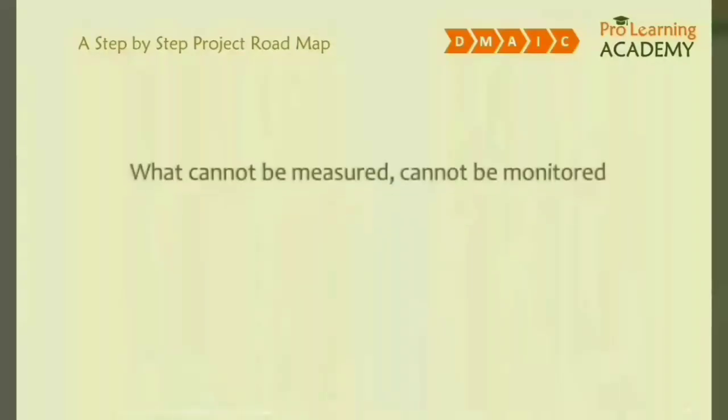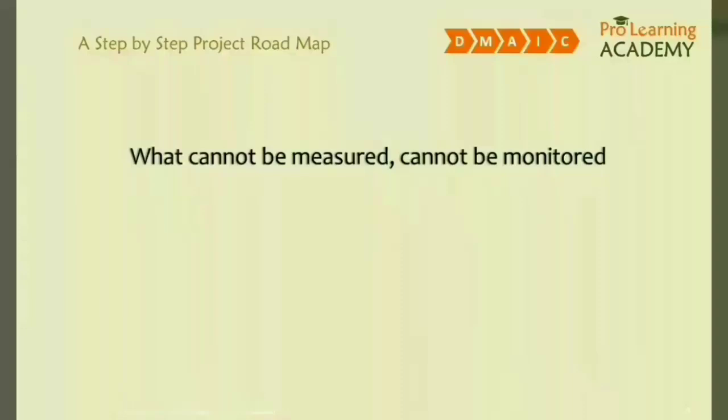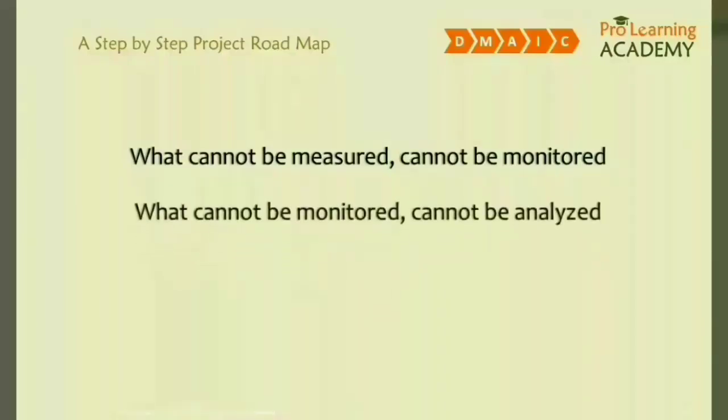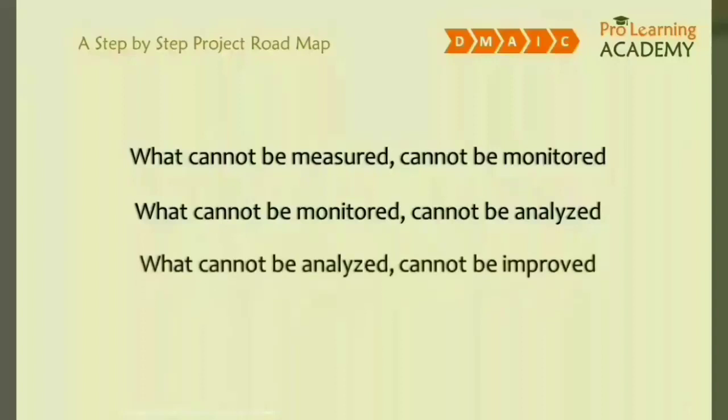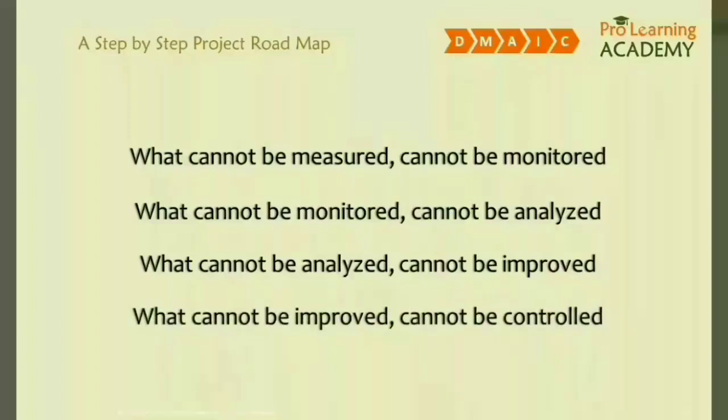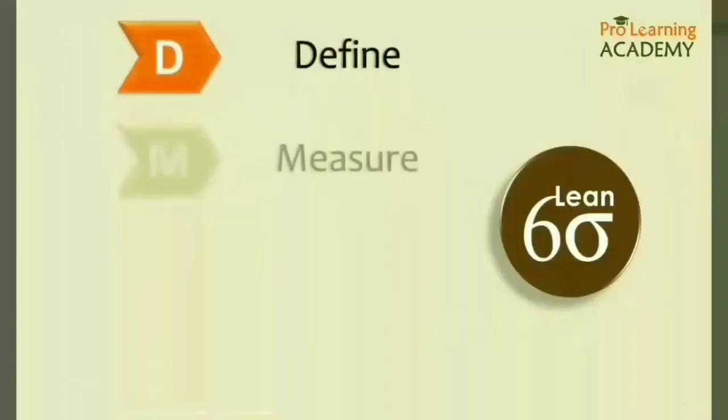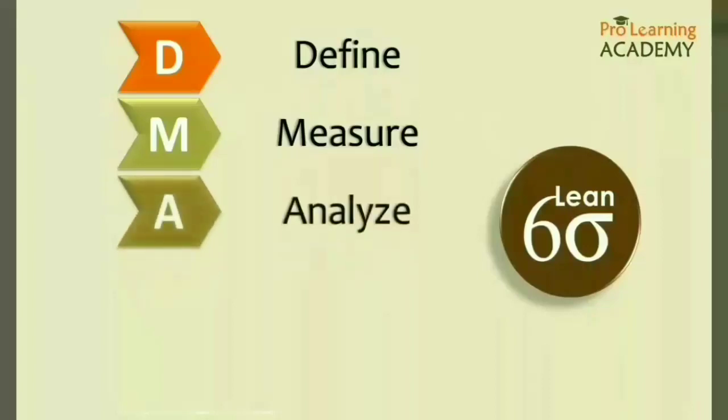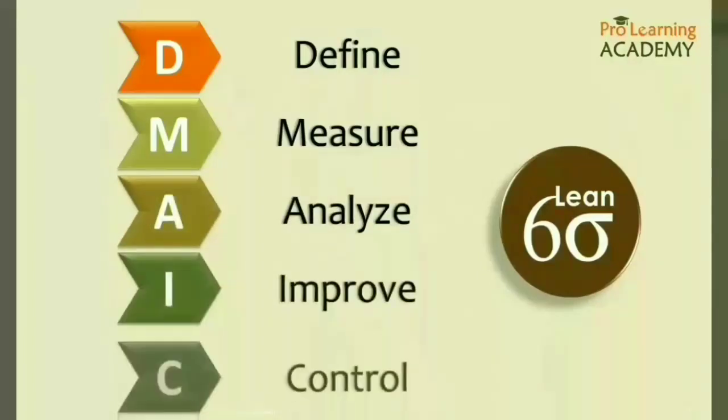In a DMAIC project, there is no wild guesswork. Data-driven decisions are validated and implemented because what cannot be measured cannot be monitored. What cannot be monitored cannot be analyzed. What cannot be analyzed cannot be improved. And what cannot be improved cannot be controlled. We will look at each phase step by step.